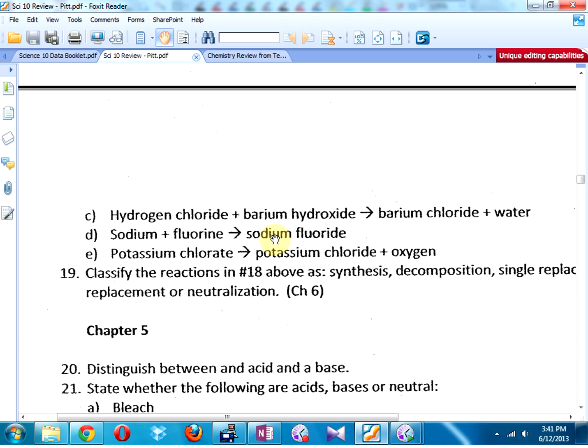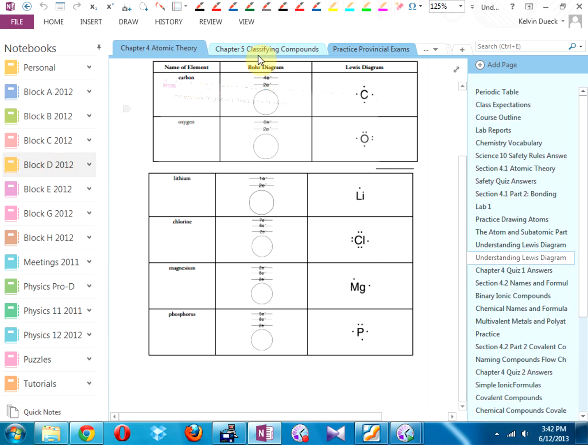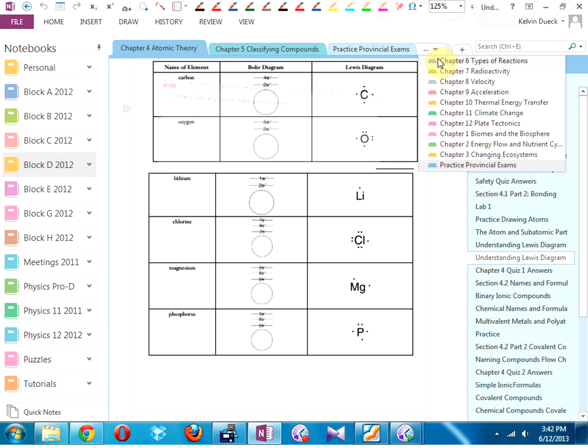Do you remember? I think it was called just a combination reaction? Yeah, I think. You've convinced me to go check my notes. Classifying compounds, types of reactions.